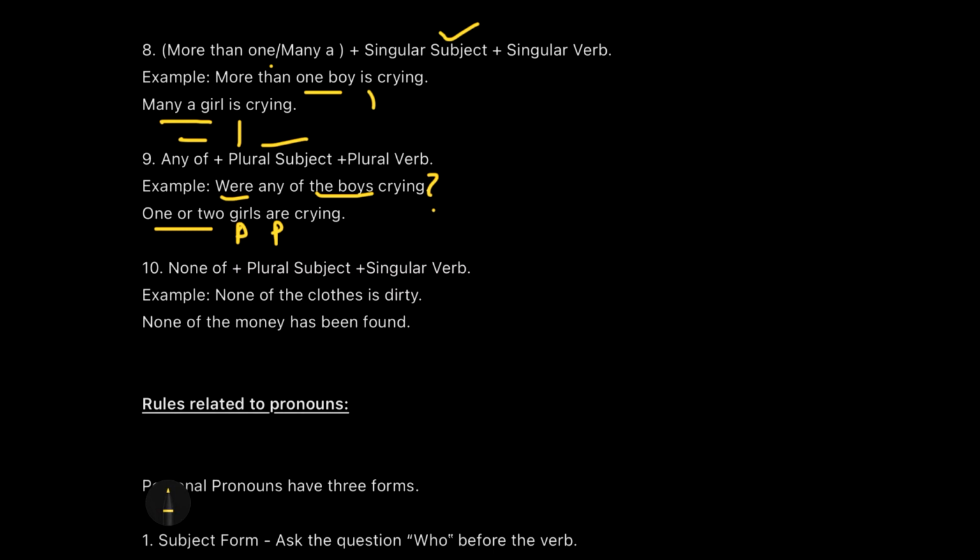Now, statement number 10, none of. So, if your statement has none of and a plural subject, here the game changes because the verb used will be singular verb. So, even though your subject close to the verb is a plural one, but just because of the presence of none of, it will turn into a singular verb. Example of this is none of the clothes is dirty, none of the money has been found. So none of always goes with a singular verb, even if the subject is plural. So make a note of that carefully.